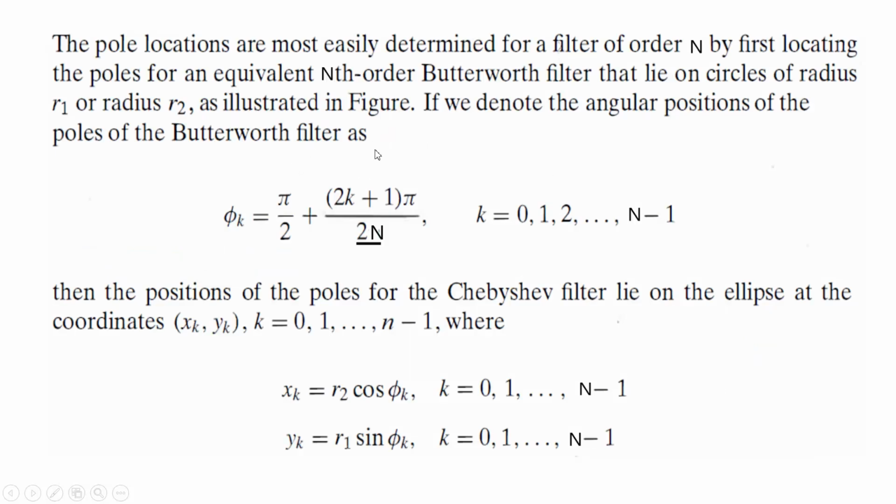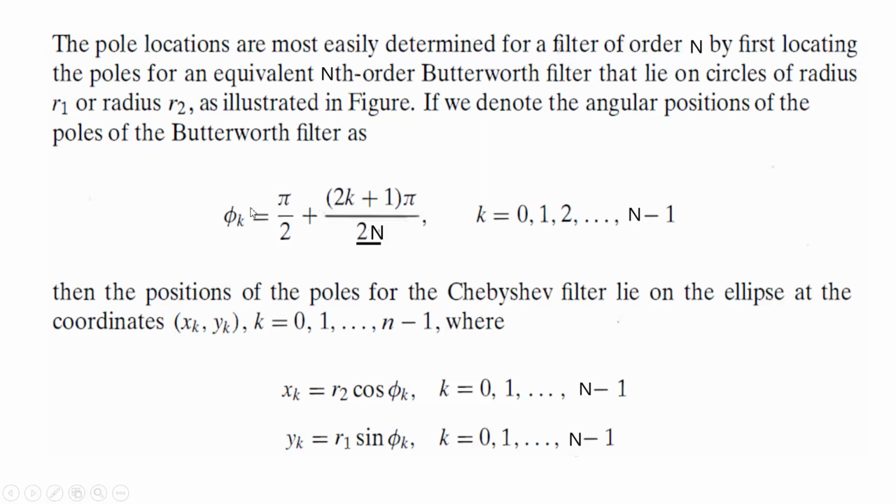So I was explaining how we will be able to find the poles from the Butterworth filter also. To start with, we will find the pole locations for the Butterworth filter, right? They will lie on the circles of radius R1 or R2 as illustrated in the figure. Now, we denote the angular positions of the poles of the Butterworth filter as phi k equal to pi by 2 plus (2k plus 1) pi by 2n. We derived this formula while we were designing the Butterworth filters. So this is actually the angular positions for the Butterworth filters.